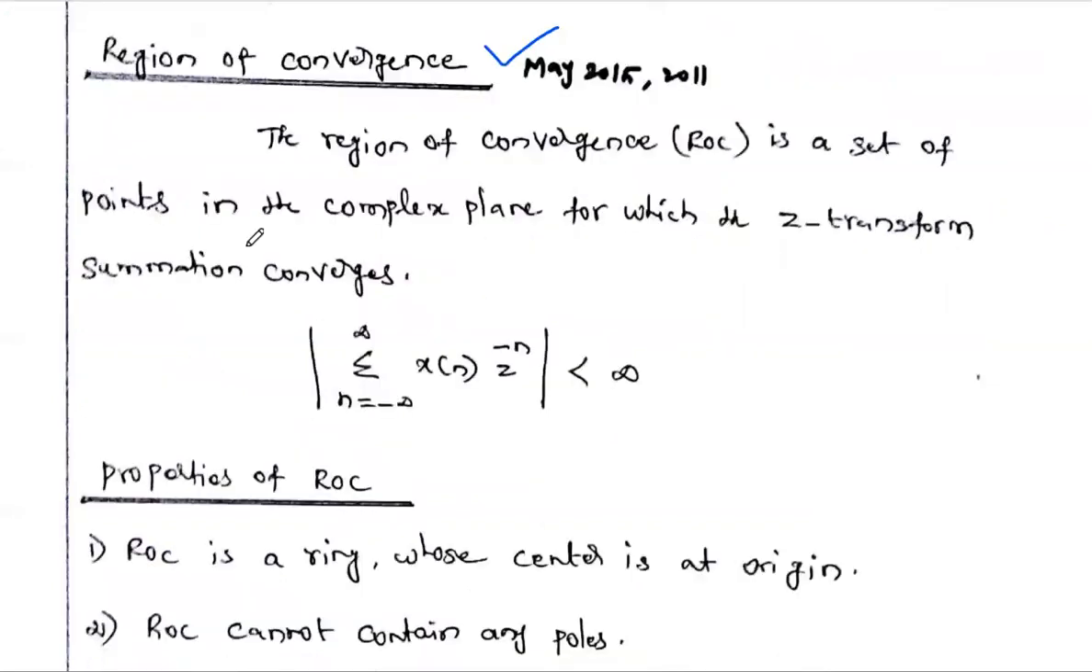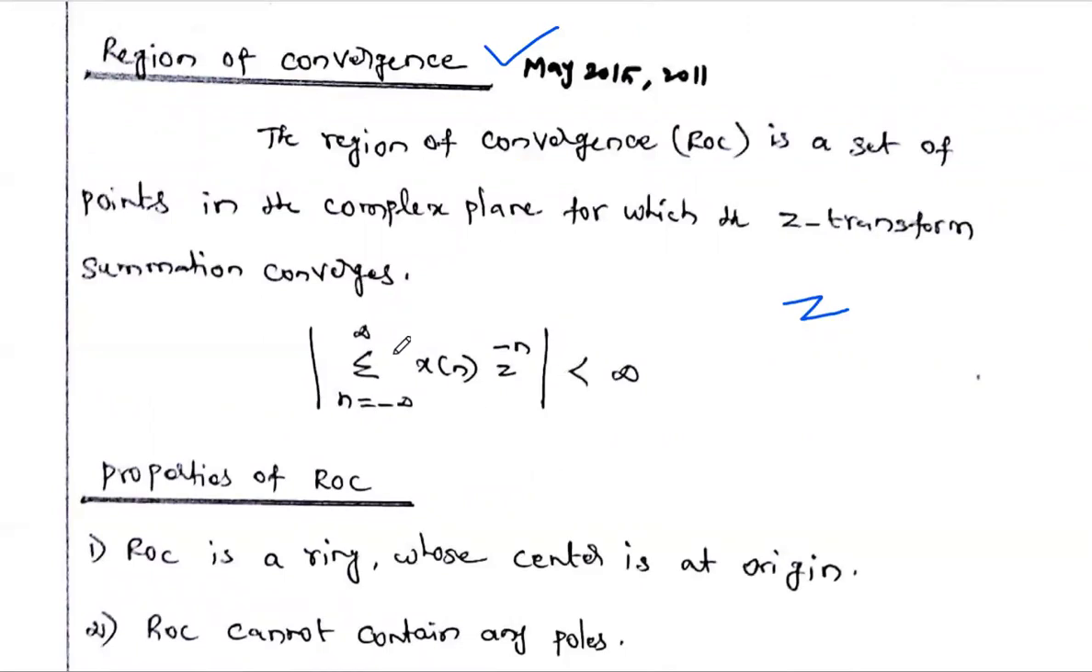So what does region of convergence mean? The region of convergence is a set of points in the complex plane for which the Z transform converges. That is the range of values of Z over which this X of Z exists.